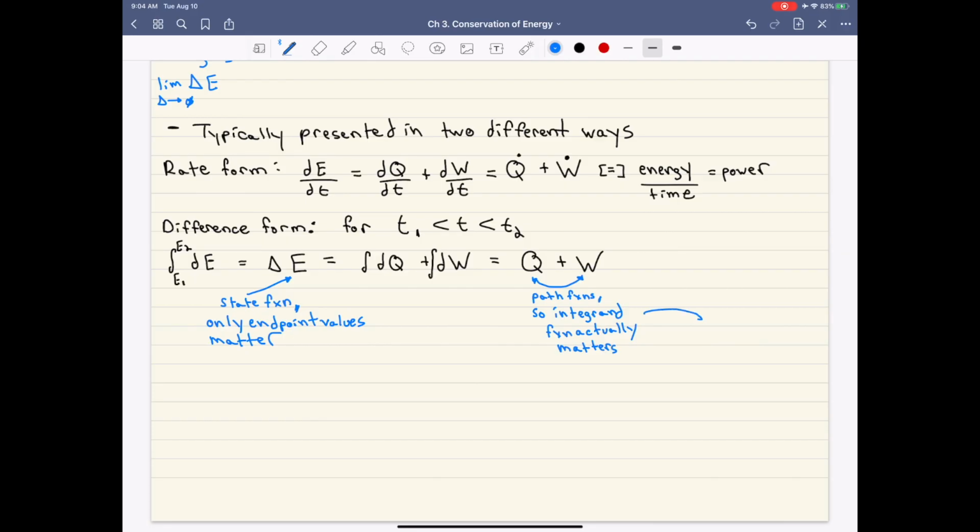The way to think of it is like this: when we're dealing with Q or W, what we're really saying is that Q is equal to the integral of Q dot with respect to time from some initial time t1 to some later time t2. And for work, it's the same thing, where work is equal to the integral of the work rate with respect to time from t1 to t2. What I'm saying here is that the integrand actually matters: whatever function represents Q dot or W dot is going to affect what your total Q and your total W values are.